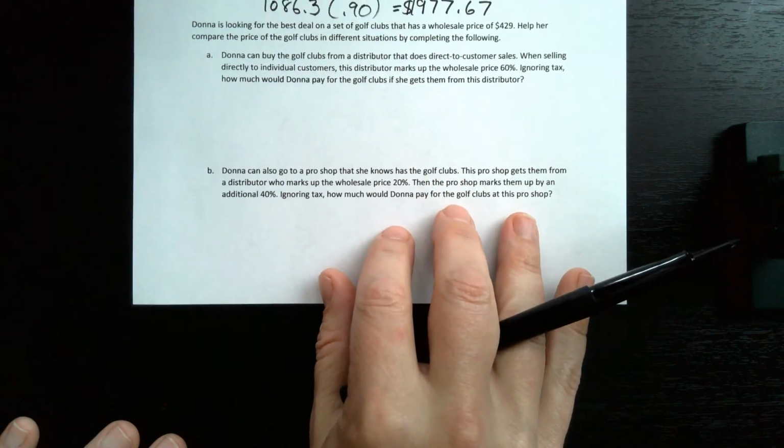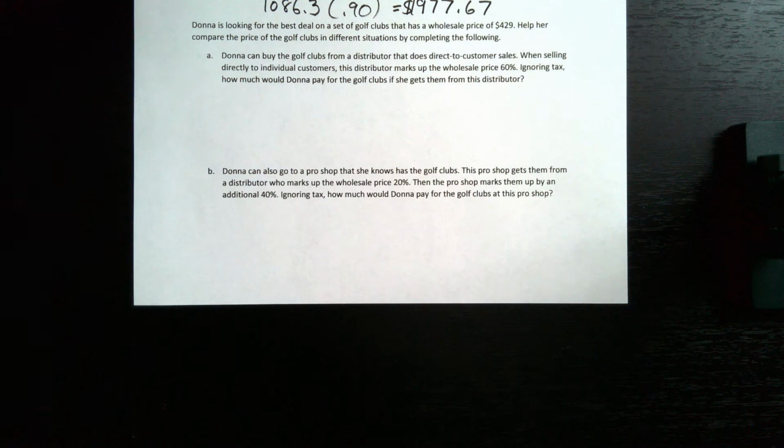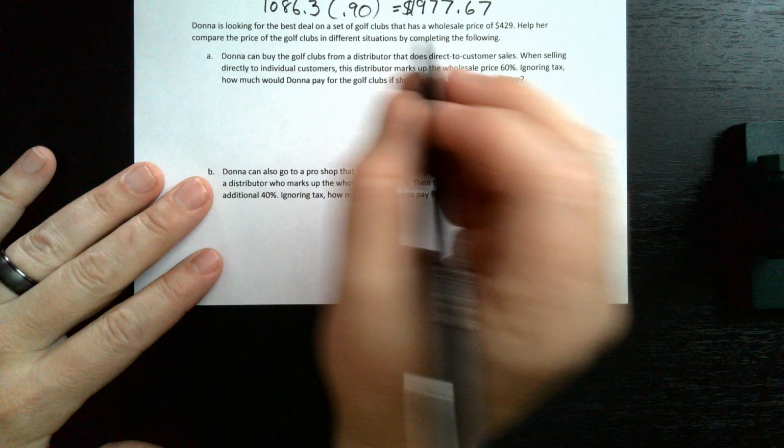So Donna is looking for the best deal on golf clubs that have a wholesale price of $429. Help her compare the price of the golf clubs in different situations by completing the following. Donna can buy the golf clubs from a distributor that does direct to customer sales. When selling directly to an individual customer, this distributor marks up the wholesale price 60%. Ignoring tax, how much would she pay?